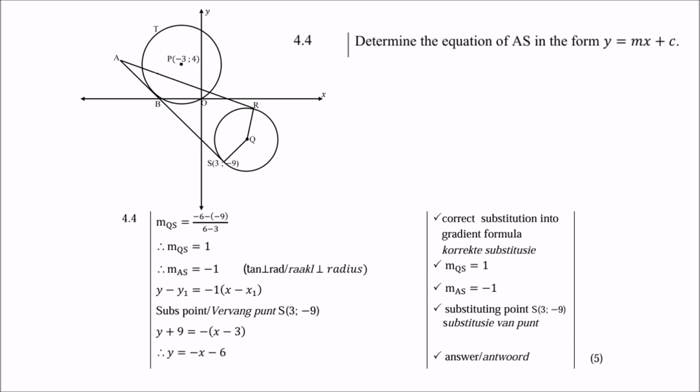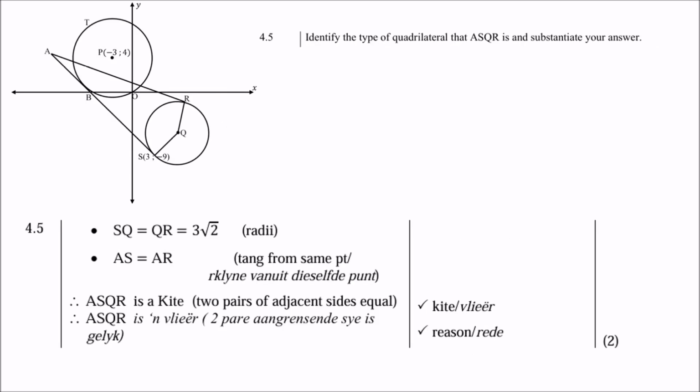4.5, identify the type of quadrilateral that ASQR is, and then of course substantiate your answer. ASQR. First of all, if you look at QS and QR, they form the radii of that circle Q. So therefore, those two sides are equal. Whether you can work it out or you don't have to, because they are equal. And then of course, AS and AR are also equal.